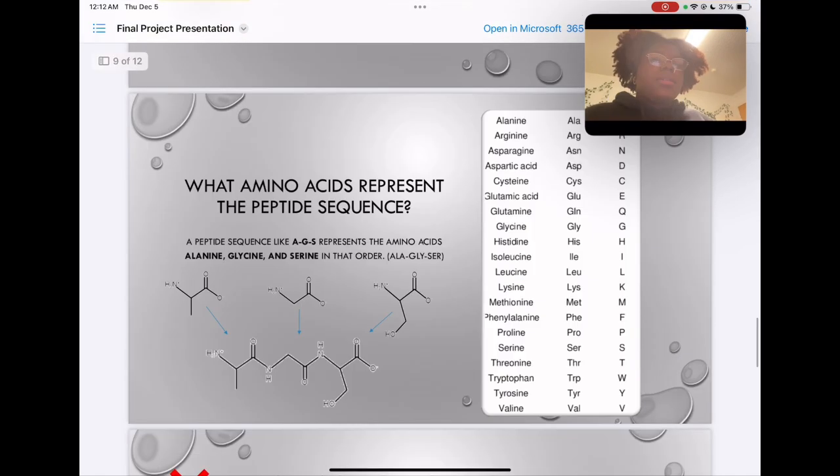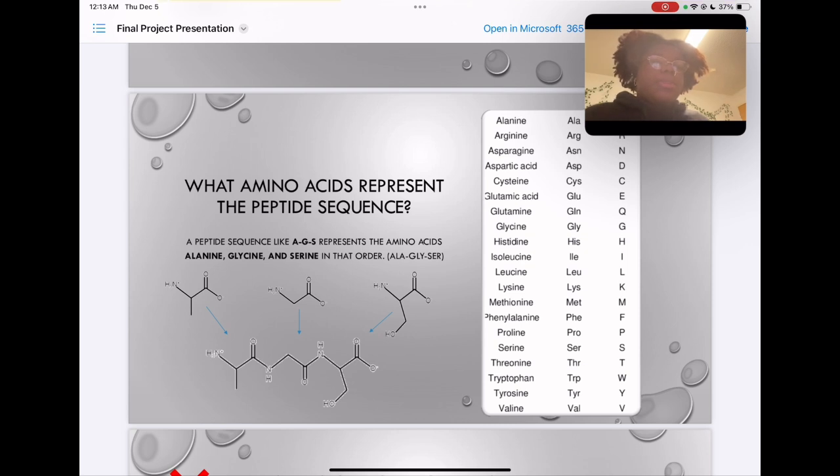What amino acids represent the peptide sequence? A peptide sequence like AGS represents the amino acids alanine, glycine, and serine in that order. It's very important that each amino acid matches up to each letter. The 3-letter sequence would be Ala, Gly, and Ser.